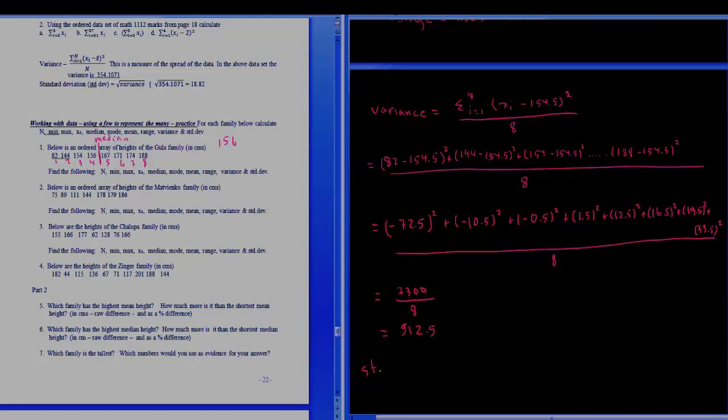Now the standard deviation equals the square root of the variance. Equals the square root of 912.5, which equals 30.21.